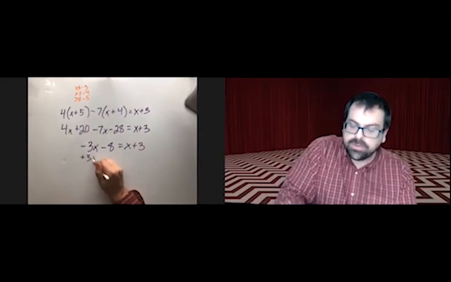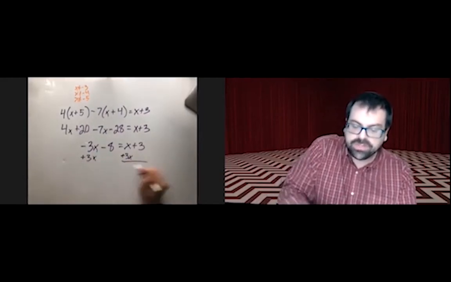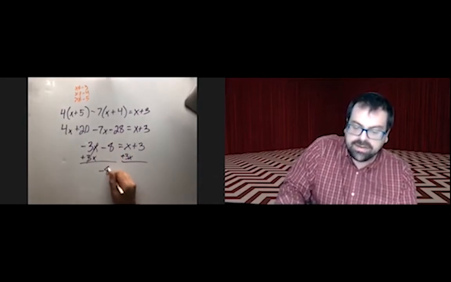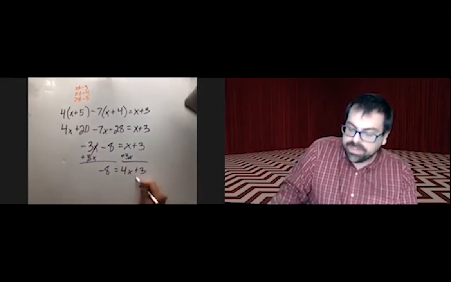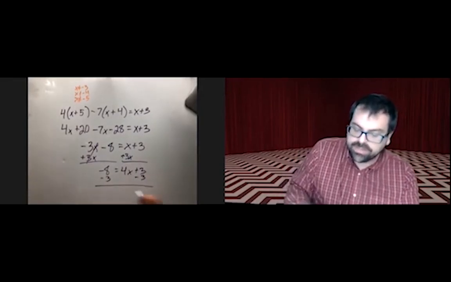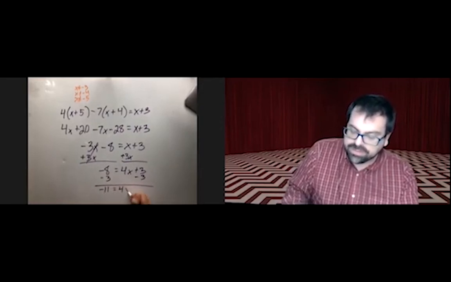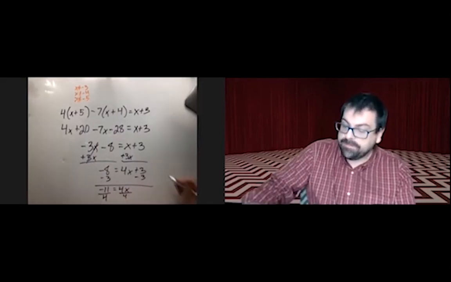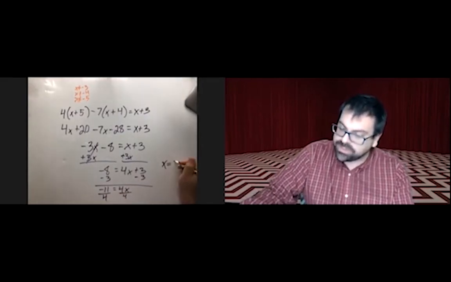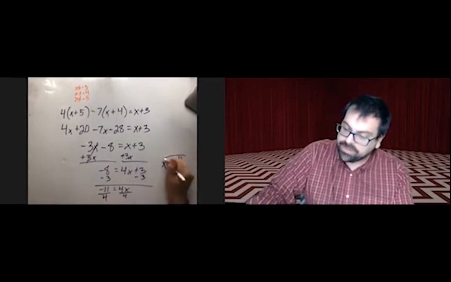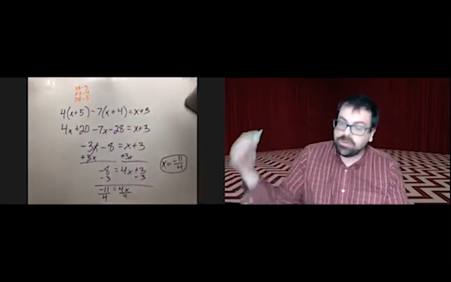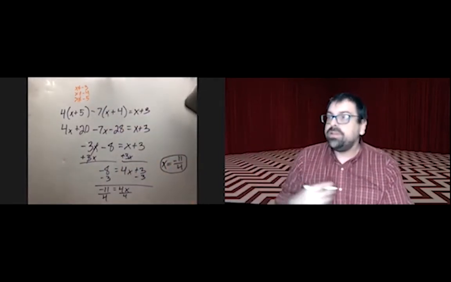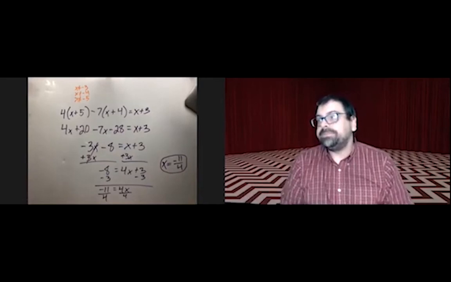Add the 3x to both sides to move it over to the right. Negative 8 equals 4x plus 3. I'm going to subtract 3 from both sides. Negative 11 equals 4x. I'm going to divide both sides by 4, giving me x equals negative 11 fourths, which is not negative 3, which is not negative 4, which is not negative 5. So it is the answer.